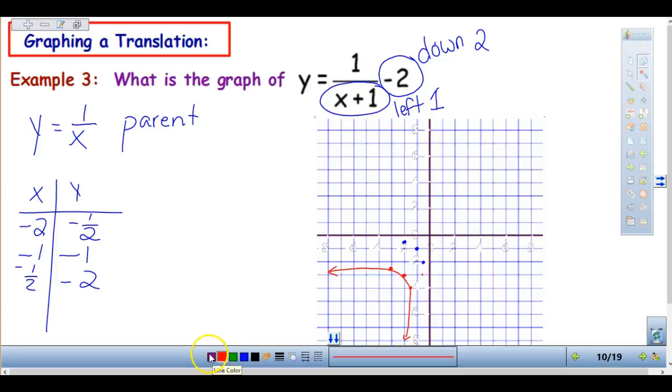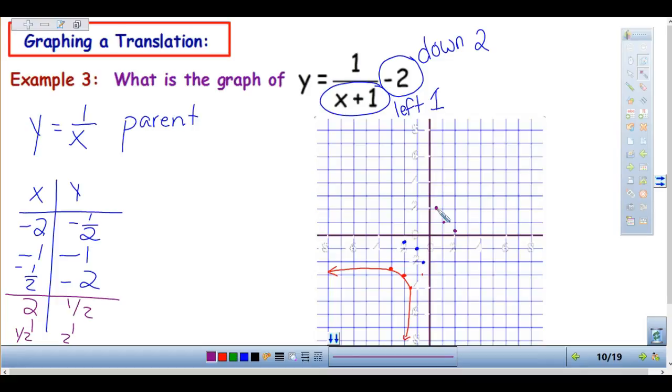Now let's do the other half. If I look at positive numbers, I'm going to use the same numbers. So I'm going to have 2, 1 and 1/2. Are my y's going to change? No, they're just going to be positive. Same numbers but positive. So I get 1/2, 1, and 2. So 2 and 1/2 gets me right here. 1, 1 gets me right here, and 1/2, 2 gets me right here. So that's my curve before I move it. And you can pick any numbers you want, you guys. I'm just picking 3 that I think are easy to use. But you can pick any.